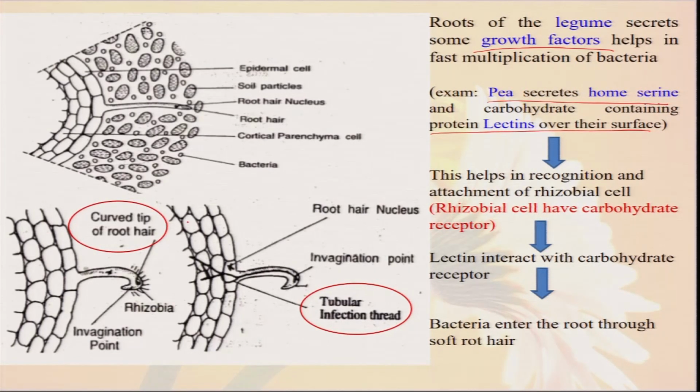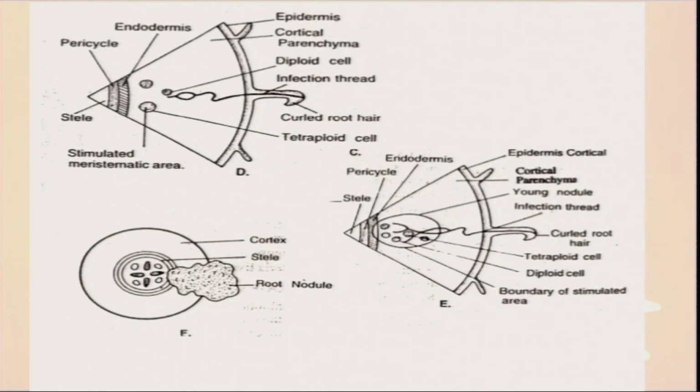So, this is our cell wall, these are the root hairs, this is the root hair nucleus, and here the rhizobium is coming. After the rhizobium starts, there is a curved tip of the root hair. From here our nodulation starts, and this is the structure of a root cell wall, showing how the rhizobium is attacking.